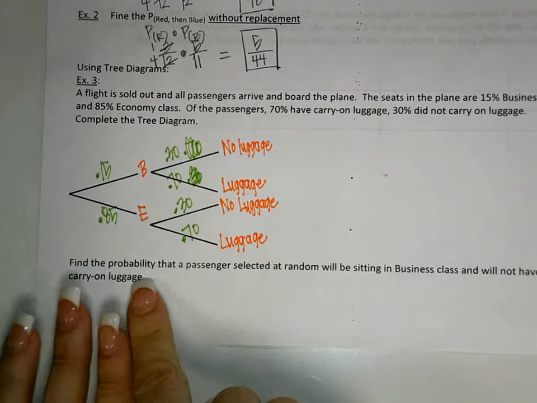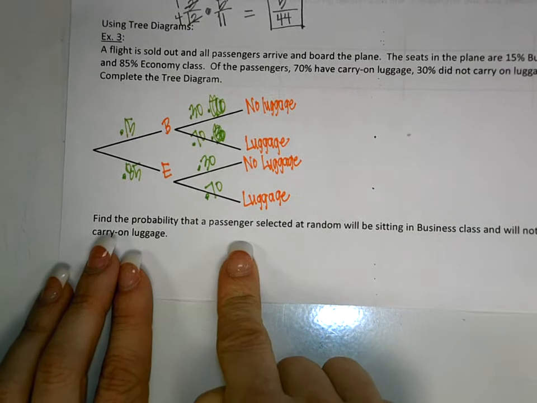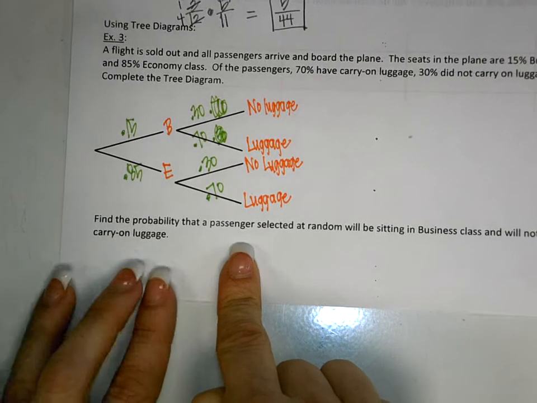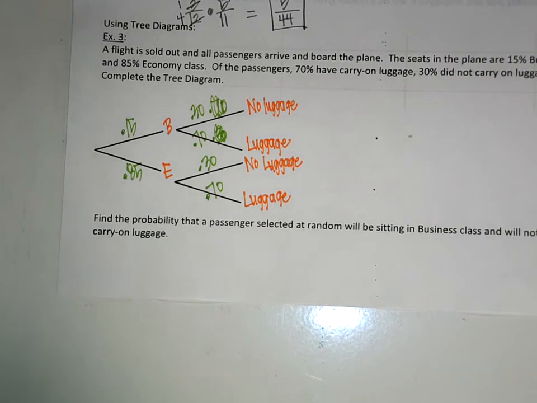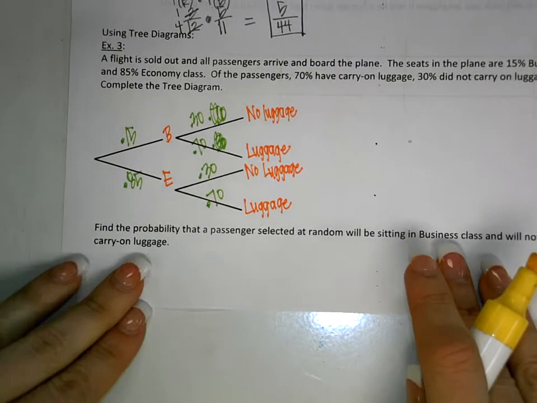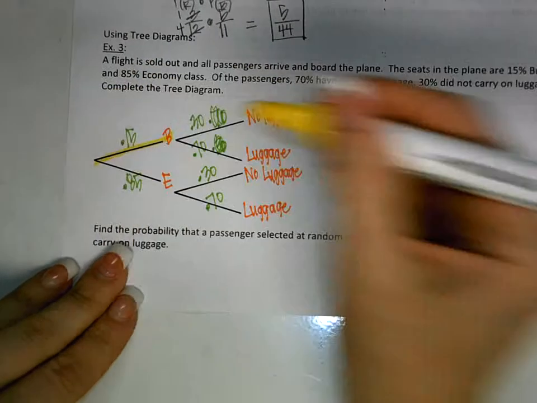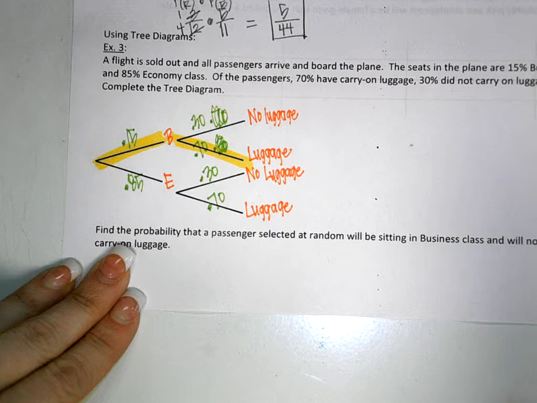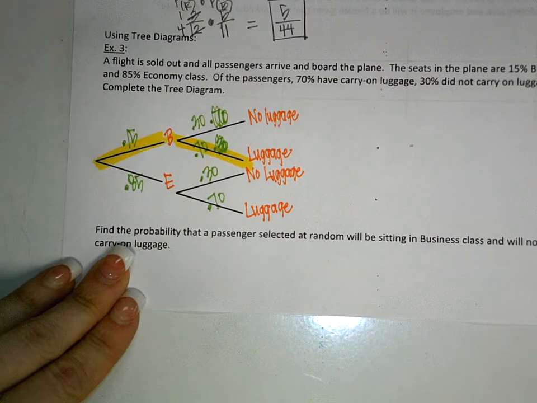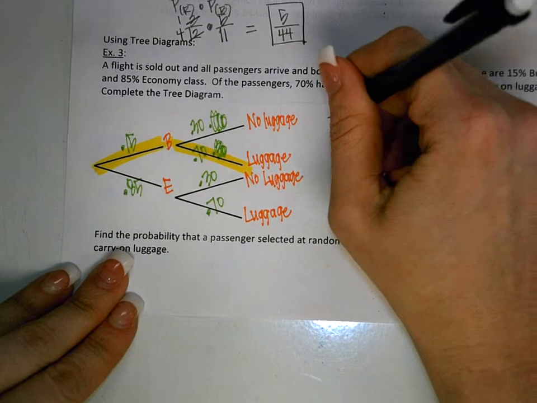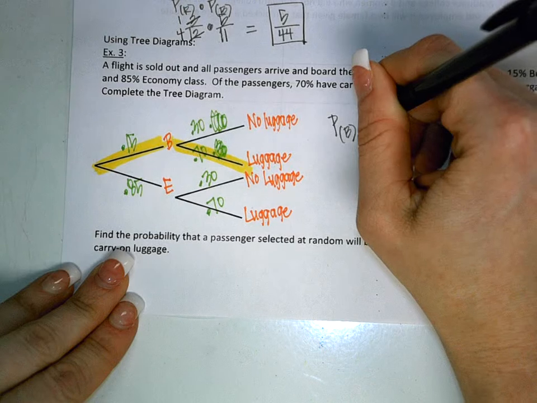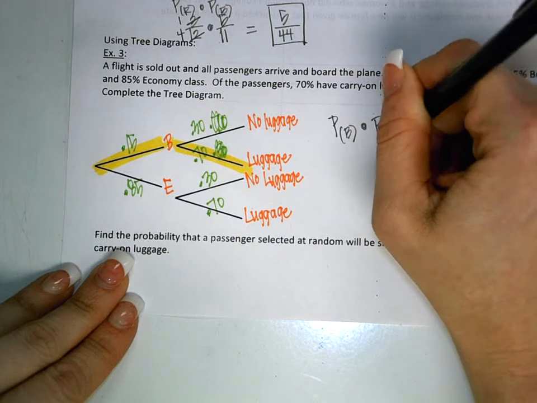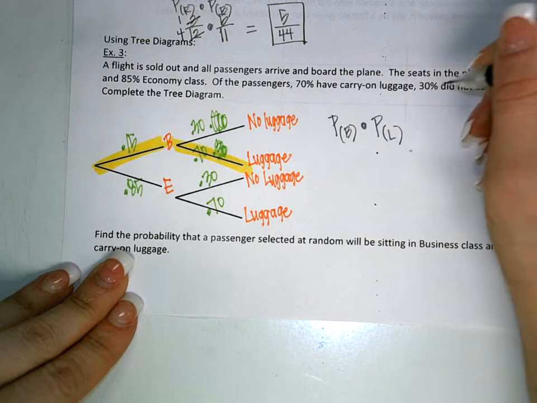I want to find the probability that a passenger selected at random will be sitting in business class and will not have carry-on luggage. So take your pencil, highlighter, whatever. You want to follow the branch. So we are going to follow the branch that is sitting in business class and will have luggage. So business class, luggage. So you take those two probabilities, probability of being in business class multiplied by the probability of luggage. Wait, I thought it was no luggage.